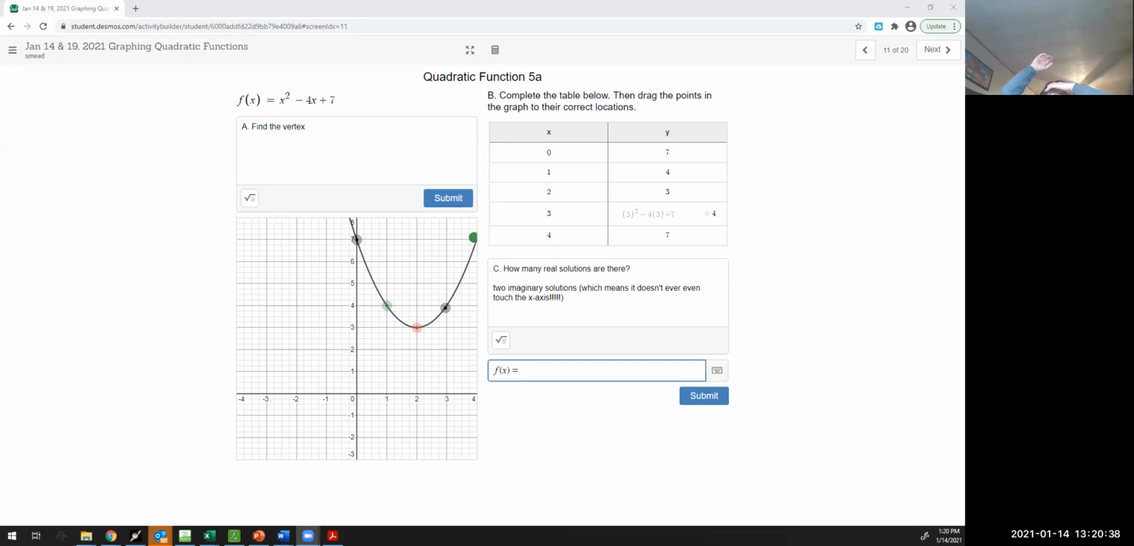So quadratic functions are symmetrical, and you should be able to see that in the graph and in the table. It's the only type of function that does that.